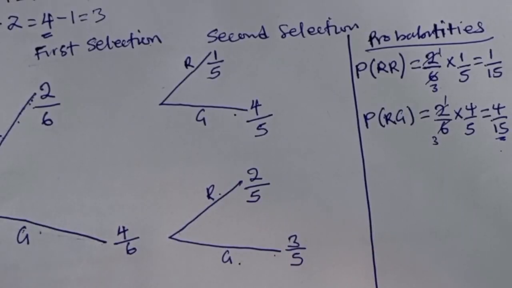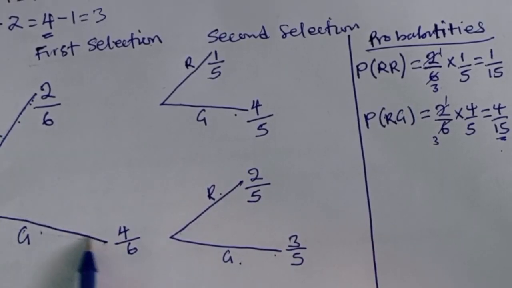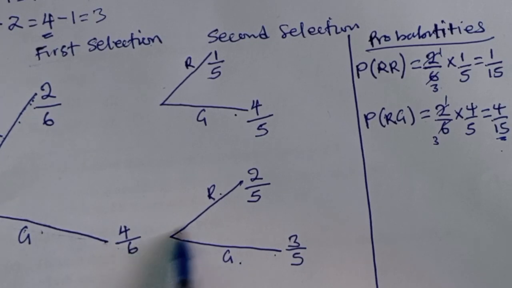Okay, we go to the second branch. What is the probability of picking green, red?